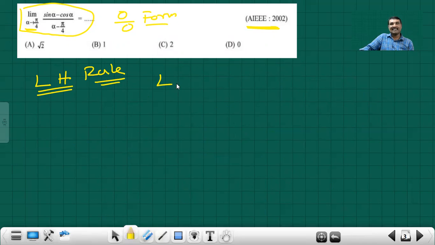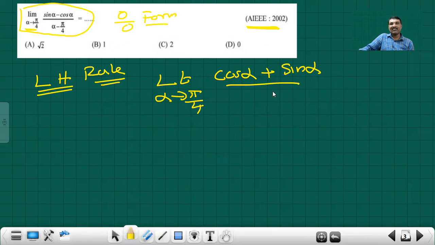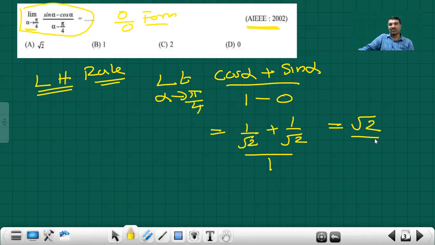So we can write this limit as limit alpha tends to pi by 4 of the derivative of sin alpha minus cos alpha, which becomes cos alpha plus sin alpha, divided by 1 minus 0. Now put alpha equal to pi by 4. That is cos pi by 4, which is 1 by root 2, plus sin pi by 4, 1 by root 2. So A is the correct option.